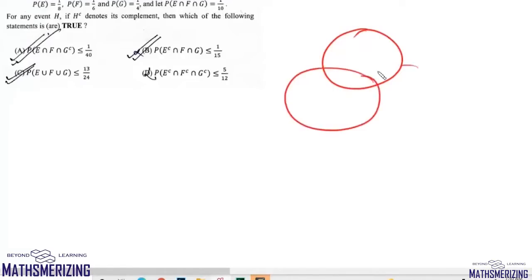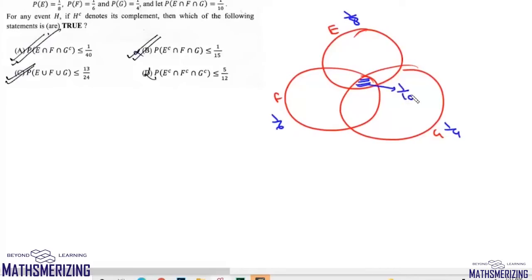Now here the question is: let E, F and G be 3 events having probabilities 1 by 8, 1 by 6 and 1 by 4, and their intersection is 1 by 10. Then which of the following is correct? So we have 3 events E, F and G. So let this be E, this is F and let this be G. Now it is given that the probability of E is 1 by 8, the probability of F is 1 by 6 and the probability of G is 1 by 4, and their intersection is given as 1 by 10.